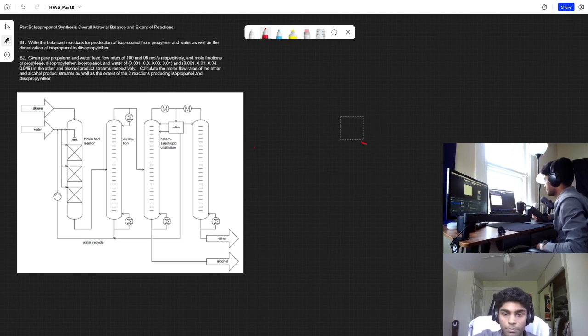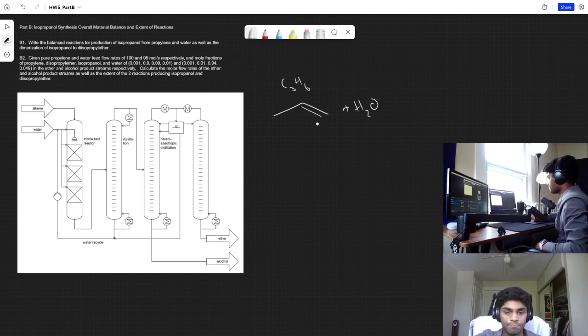So, okay. For this reaction, we are starting with propene, which looks something like this. This is C3H6. And from the shower head, we're going to have water coming out. And this produces our isopropanol. So this is our first reaction. This is what's happening in our first reaction.